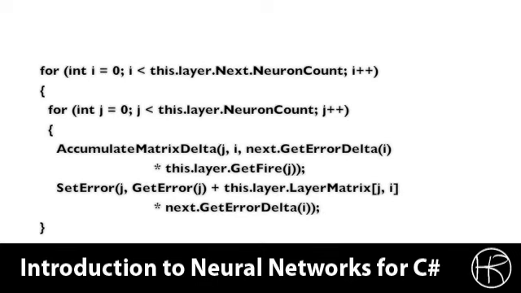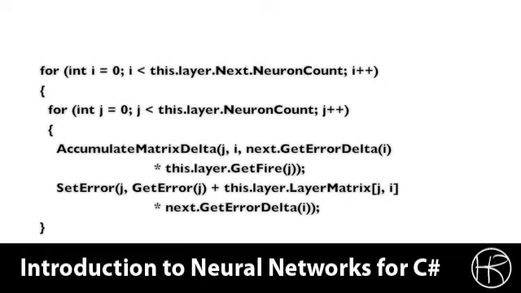Now let's look at how we calculate the error for each of the layers other than the output layer. This is a little more complicated. Notice the two for loops at the top. We are looping through the matrix in a nested manner. This hits every row and column of the matrix. Then we're going to accumulate matrix deltas. As we're looping over each of these values, we are determining the error delta just like we did before, and we're also setting the error for each of these neurons as we go through and calculate this.